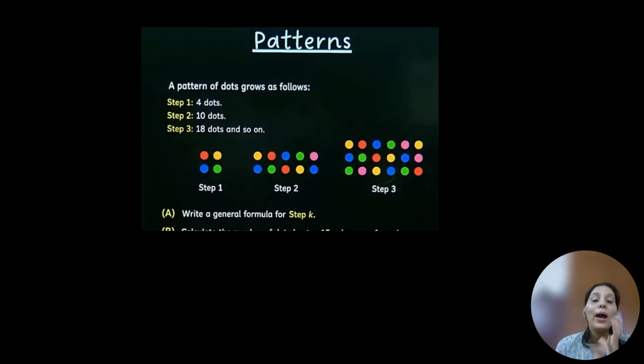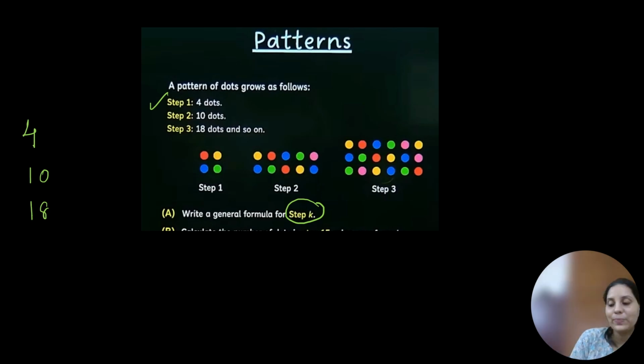Next up, patterns. Very important, patterns. See, a pattern of dots grows as follows. In step 1 it had 4 dots. Step 2 you can see it has 10 dots. Step 3, 18 dots, and so on. See, you need to understand what the pattern is. 4 dots, 10 dots, 18 dots. So if we understand the pattern, then we can frame the general formula. We need to find the general formula.